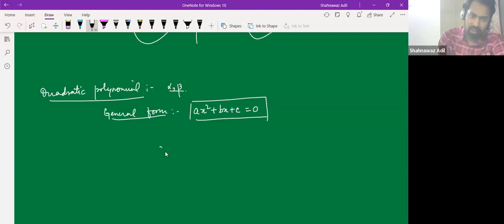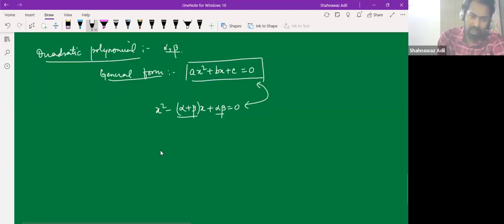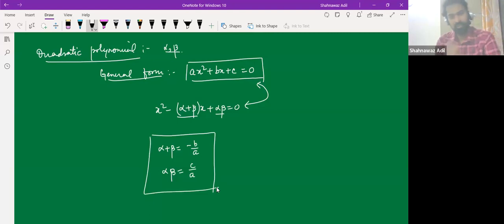And when we want to write this quadratic equation using the zeros, then we write it as this one. So this is the sum of the zeros, and this is the product of the zeros. By comparing these two, we understood that the sum of the zeros is given by minus b by a, and the product of the zeros is c by a. So all these things we understood, right?